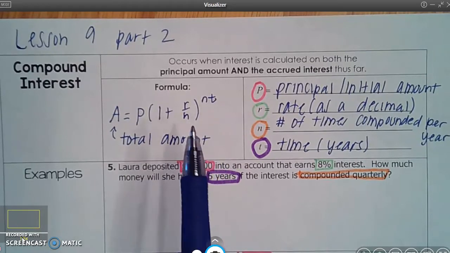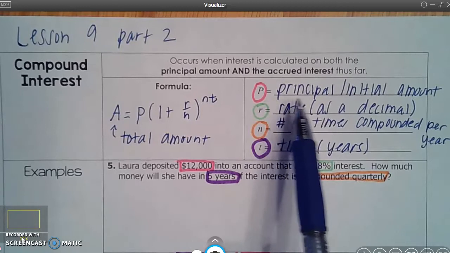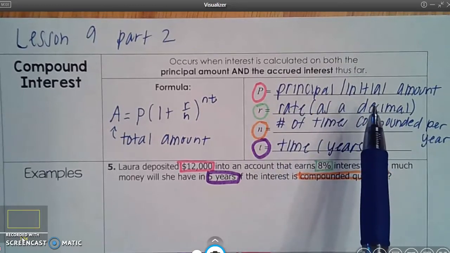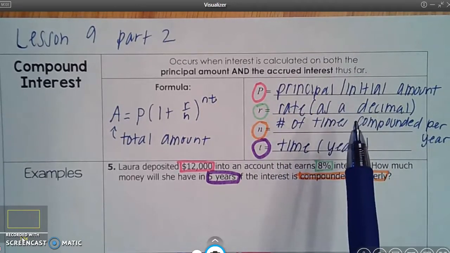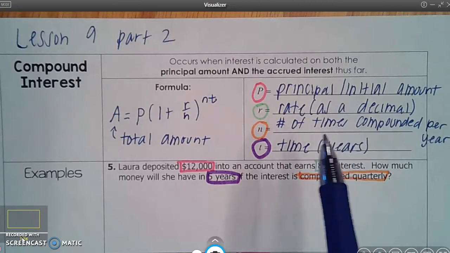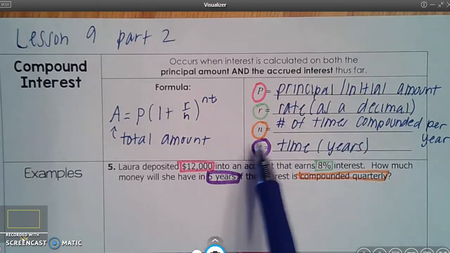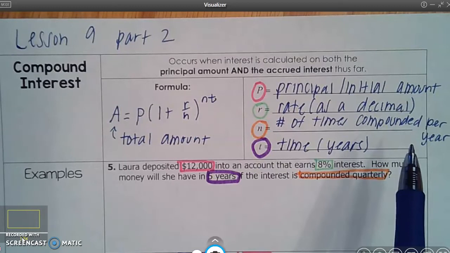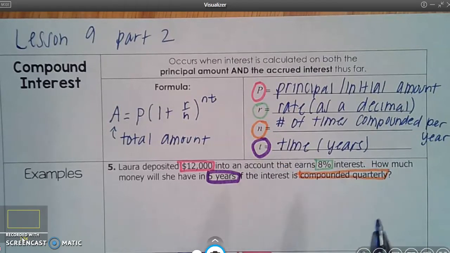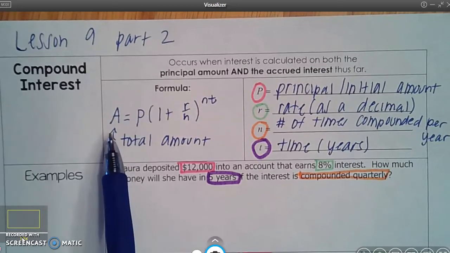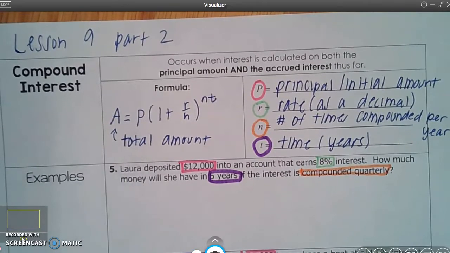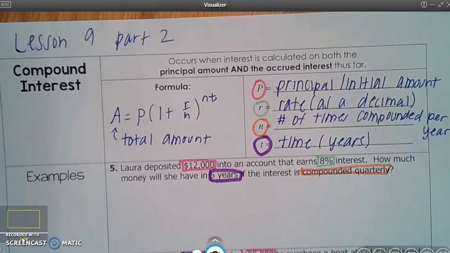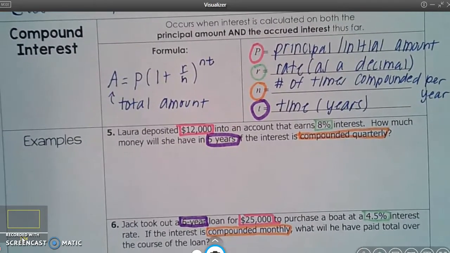Okay, so here's what you need to know. P is going to be your principal, or your initial amount. R is going to be your rate, once again as a decimal, so any percent to a decimal. N is the number of times compounded per year. And then T will be your time. It also needs to make sure it's in years. Last but not least, A is going to be your total amount. So I went through and color coordinated everything, so it made it a little bit easier.